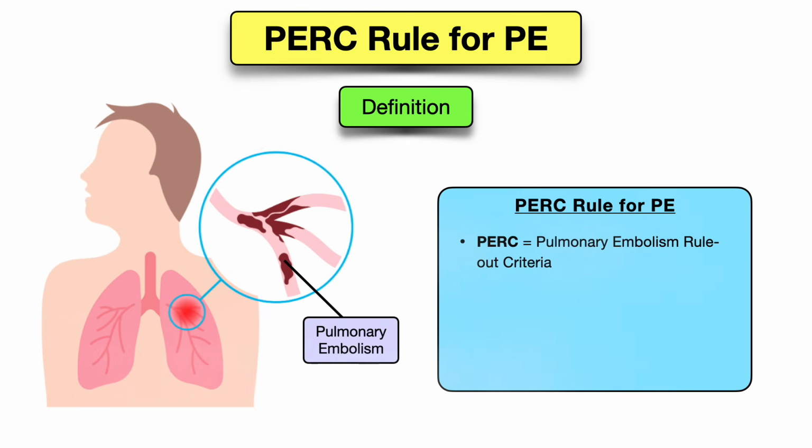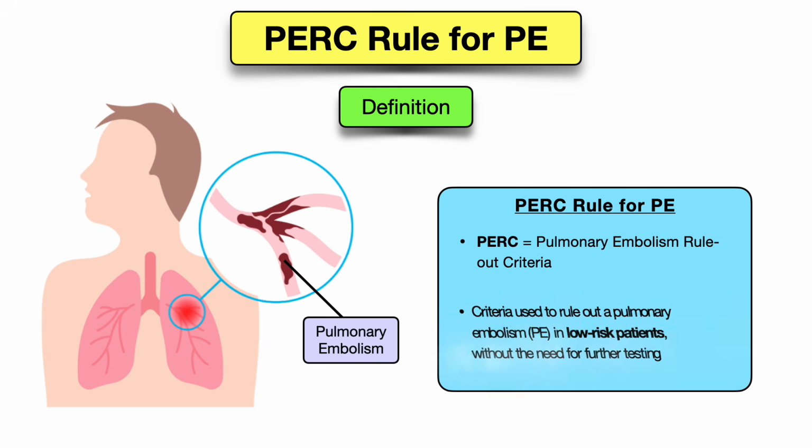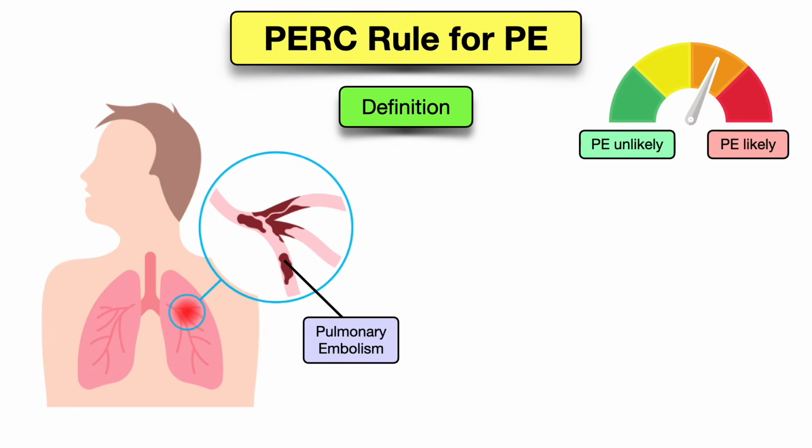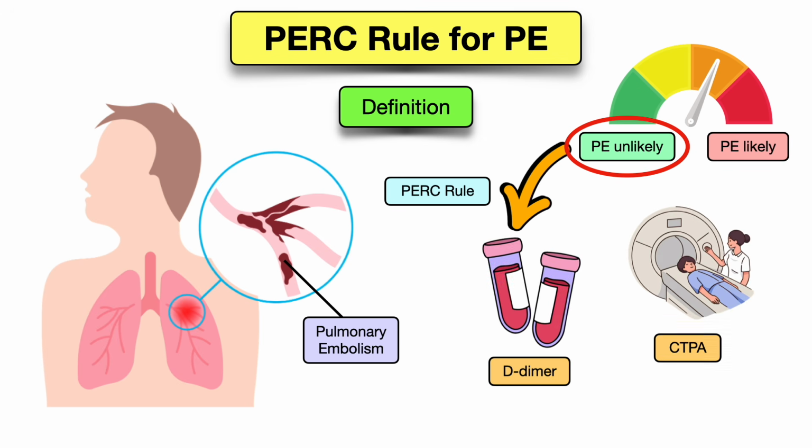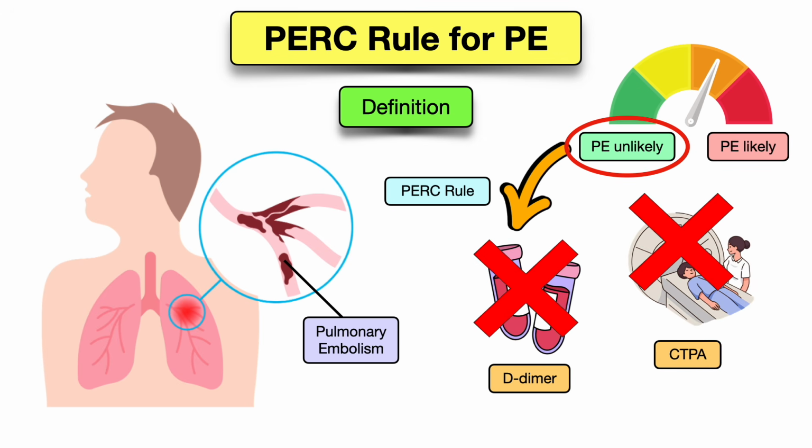So what is the PERC rule for pulmonary embolism? PERC stands for Pulmonary Embolism Rule Out Criteria, and it's a set of criteria used to rule out a pulmonary embolism in low-risk patients without the need for further diagnostic testing, such as a D-dimer or imaging. In other words, you're taking a group that's already low risk for a PE and applying the PERC rule to potentially eliminate the need for unnecessary testing, such as a D-dimer or imaging.